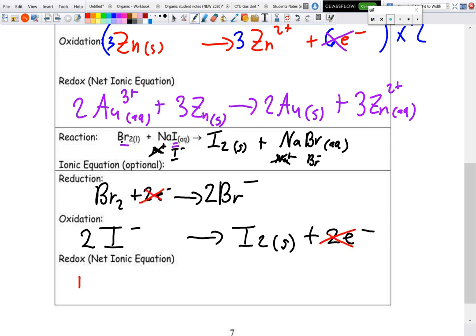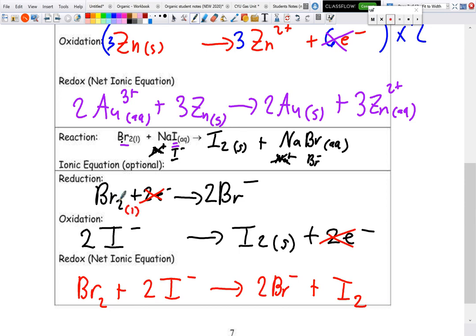Our redox reaction is Br2 plus 2 I minus, producing 2 Br minus plus I2. Now I know I'm leaving out the states of matter here, and this is kind of bad on my part, but you should try to keep them in as well, because whenever you have an element, try to keep its state there. The ions are always going to be aqueous. This is just making sure we keep everything concise, so that if we do see an ion, water needs to be present and it has to be aqueous. That's the only way to get an ion present.